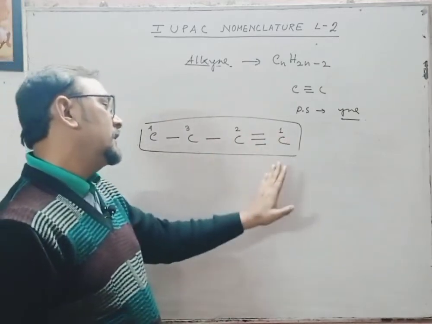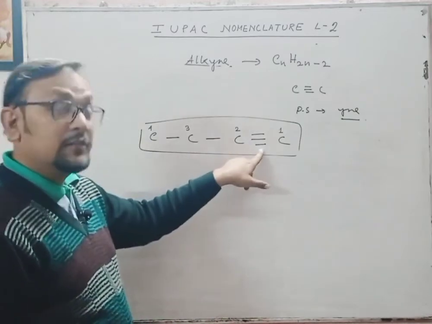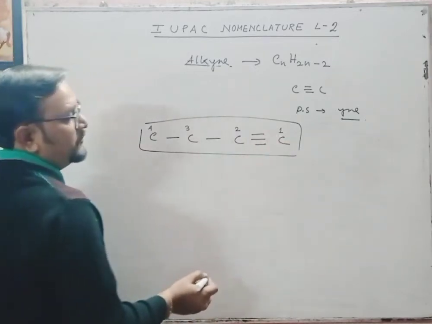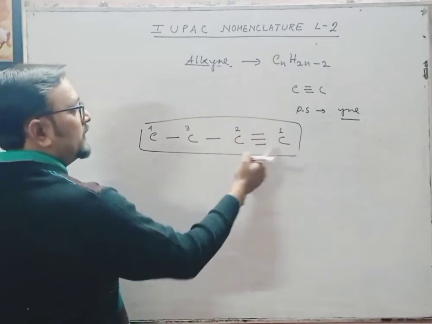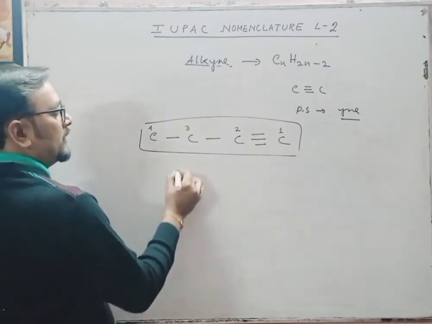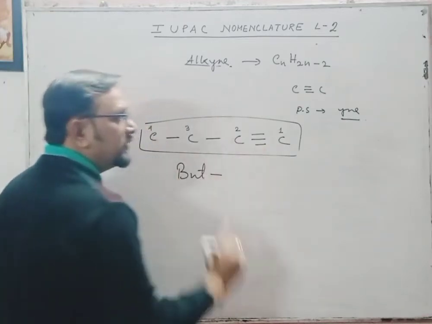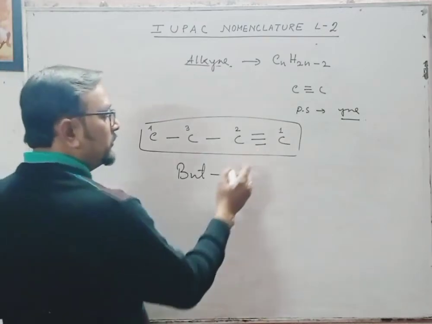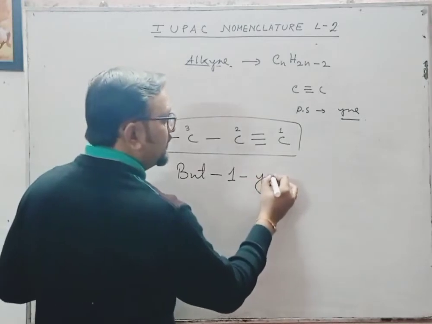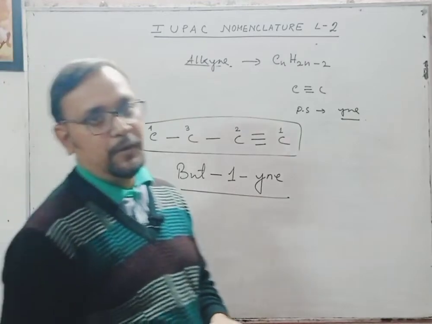Now finally, is there any substituent? No substituent is given, only the triple bond is the functional group we can see here. So how shall I write the name of this compound? First is the word root. So what is the word root? Met, eth, prop, but. So I will write but. Then I will mention the position of this triple bond. What is the position? 1. I will give a hyphen and then YNE. That's it. That is the name of the compound.